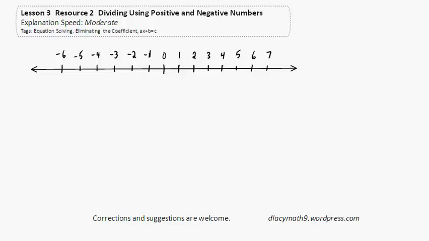Lesson 3, Resource 2, Dividing Using Positive and Negative Numbers.